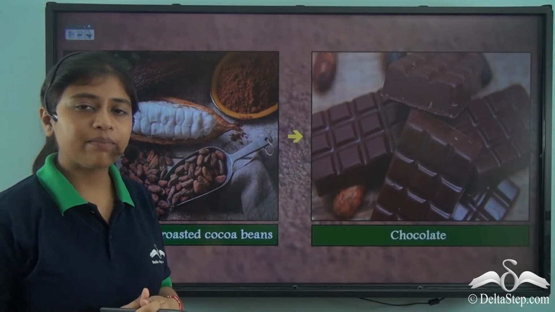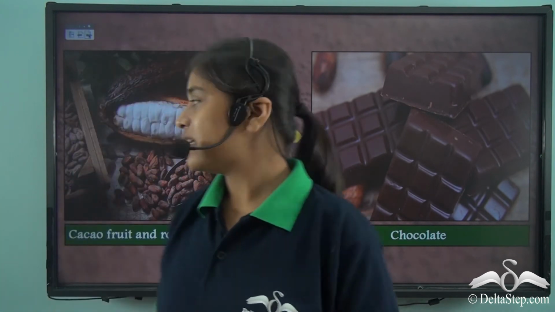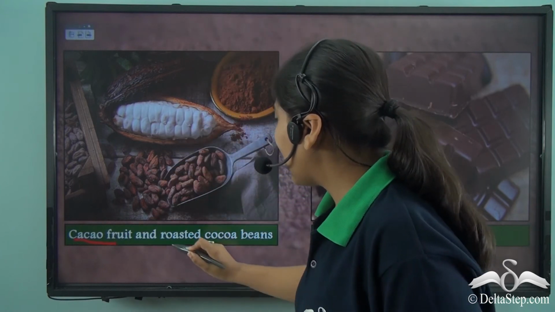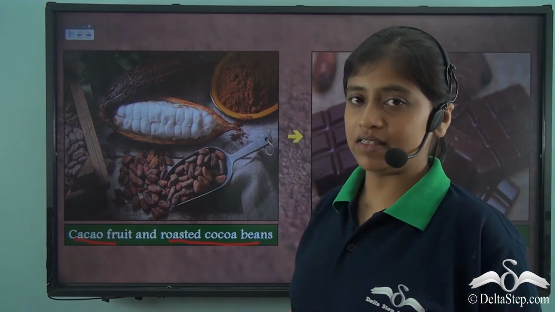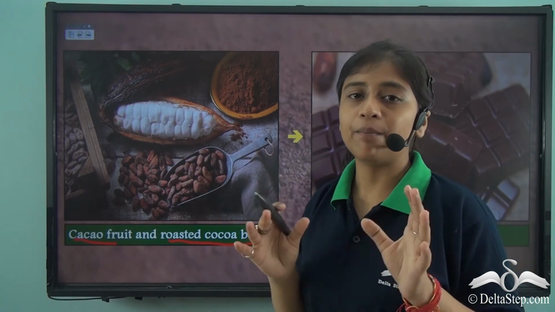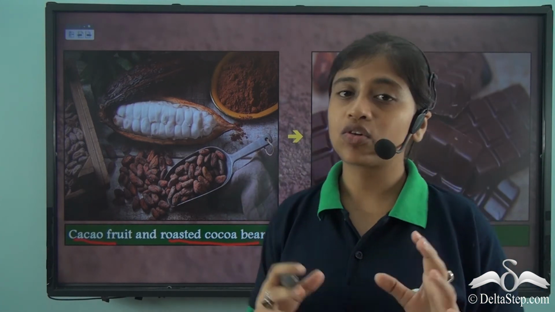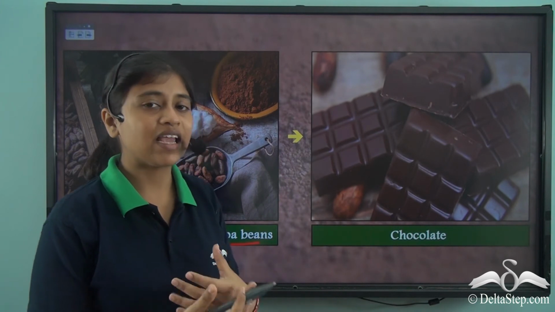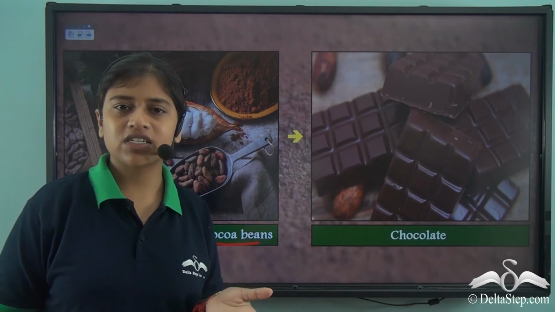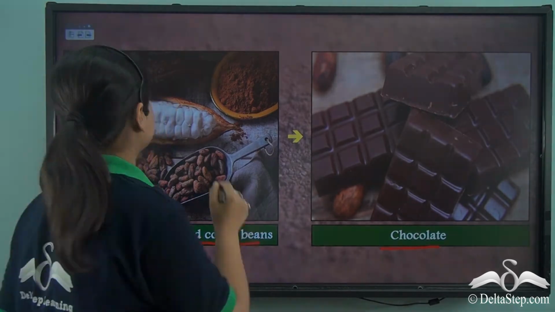So here is an image that shows us how we get chocolate from the cacao tree. This picture shows us a cacao fruit that is here and roasted cocoa beans. From the cacao fruit we get the cacao beans. The cacao beans are fermented, washed and roasted to form the cocoa beans. The cocoa beans, after being processed in the factories, provide us with the cocoa powder, which is then converted into different products like our very favorite chocolate.